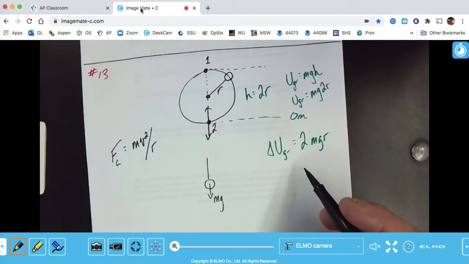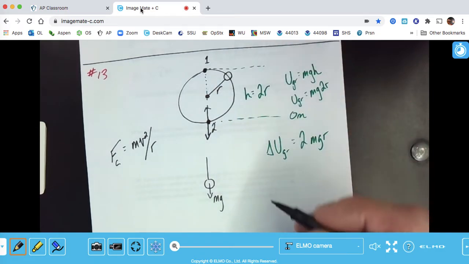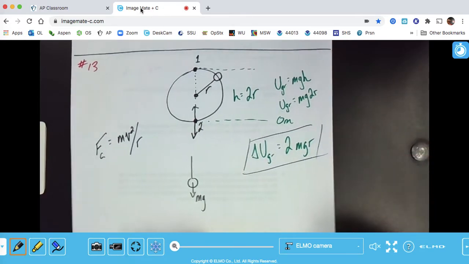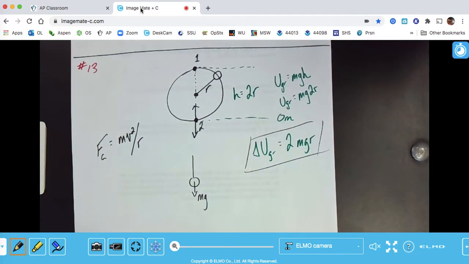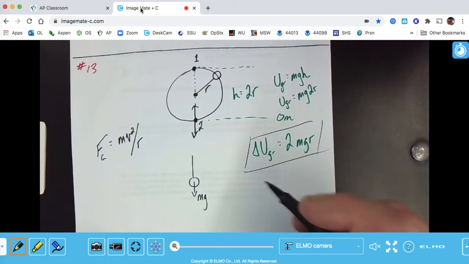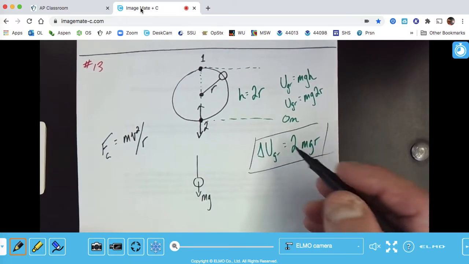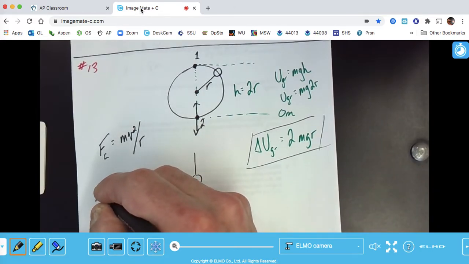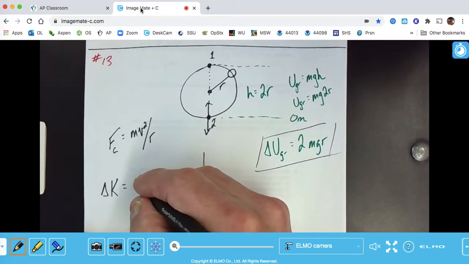So what happens here? Well, the ball ends up having more kinetic energy than at the top. The potential energy went down by that much, right? It fell from here to here. And so the potential energy change was equal to mgh, which is 2 mg times r, right? So if that's the amount of potential energy that was lost, and it's a closed system, which it is, then that's the amount the kinetic energy went up. So the increase in kinetic energy, delta K, is equal to 2 mgr.